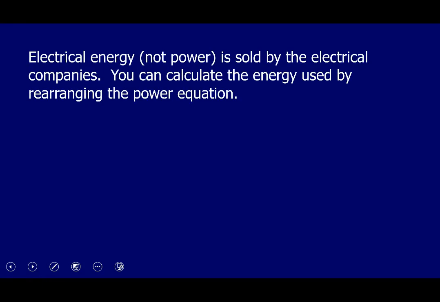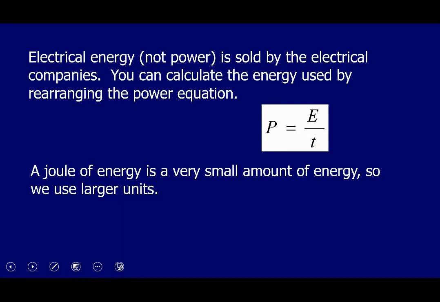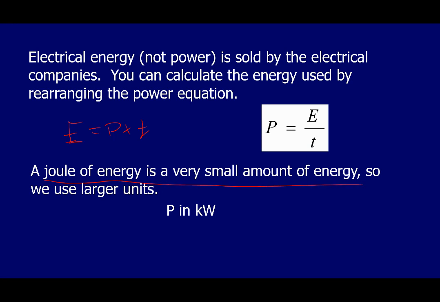So now we're going to look at that power and convert it into cost of electricity. Again, I'm going to be going too fast for you to keep up writing, so pause it when you need to. We get charged for energy, not power. That's what's sold by the electric companies. So you can calculate the energy used by rearranging our equation. And it's going to give us energy equals power times time. But a joule is a really small amount of energy, so we use larger units.